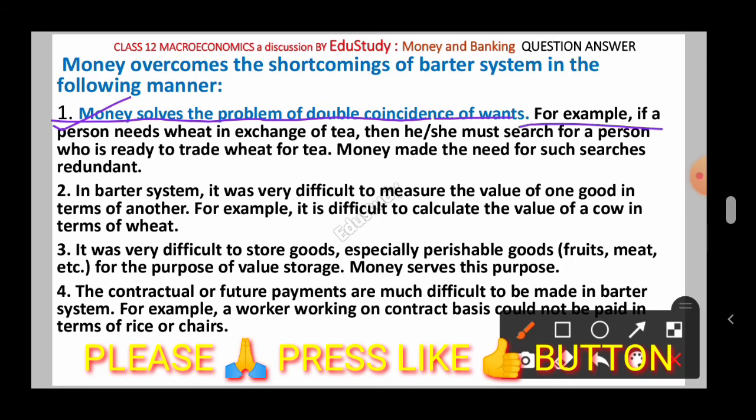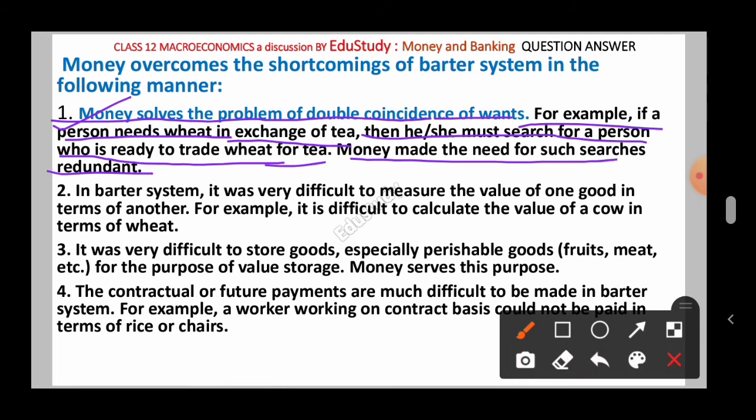For example, if a person needs wheat in exchange of tea, then he or she must search for a person who is ready to trade wheat or tea. Money made the need for such searches redundant. Suppose you want to trade wheat for tea, but you have to search for a person who is exchanging tea for wheat. That means your wants must coincide, which is not possible in society or in the economy. So that problem of double coincidence of wants is overcome by money.